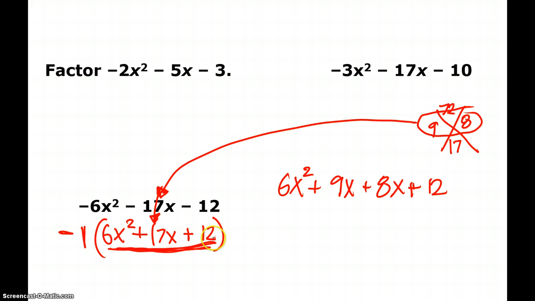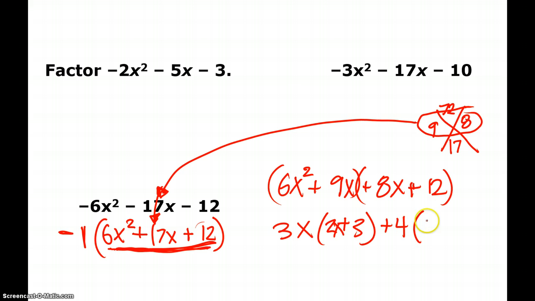I have the 6x squared and I have the plus 12. I swapped out the middle. Clump the first two, clump the last two, take out a 3x. And I have a 2x plus 3 left behind. Take out a 4. And I have a 2x plus 3 left behind. Take out your 2x plus 3. I'm left with 3x plus 4.